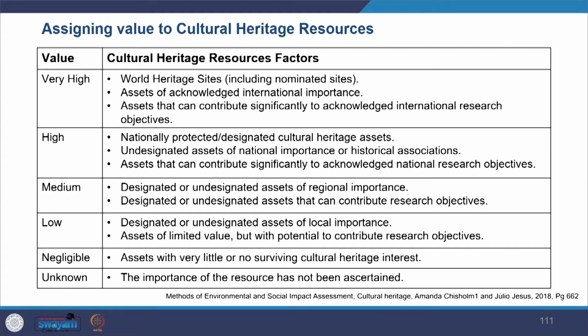Here we can see one example where certain values have been assigned to heritage resources: very high value, medium, low, and negligible or unknown. High value is given to World Heritage Sites and to nationally protected areas, and medium value to regionally important areas. So what might be important in your local context might be given low value here. That's the problem with this kind of assigning of value.